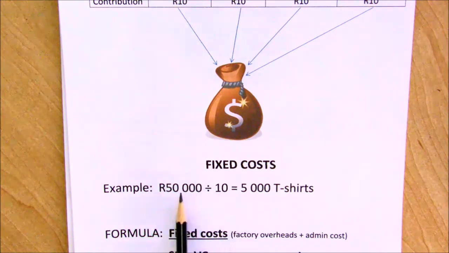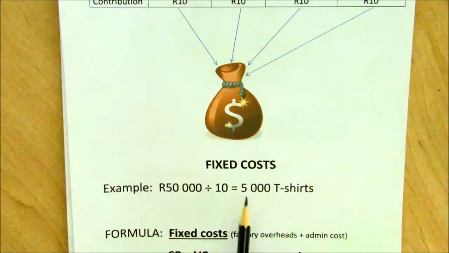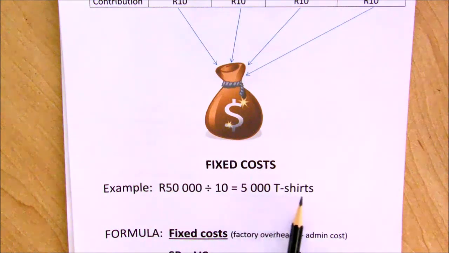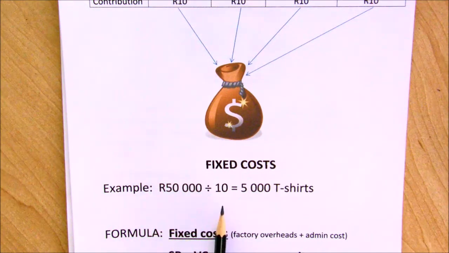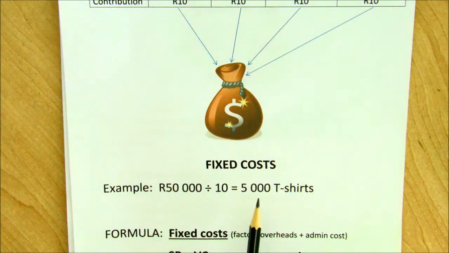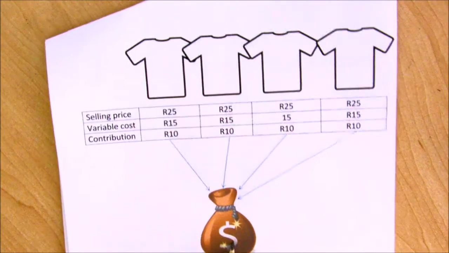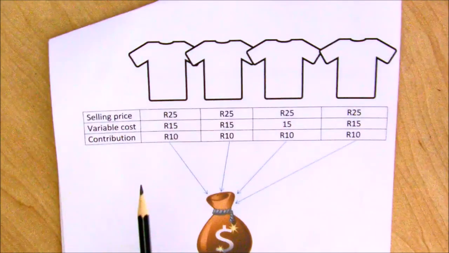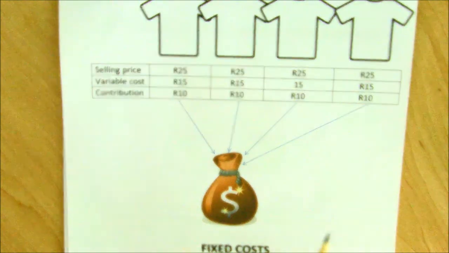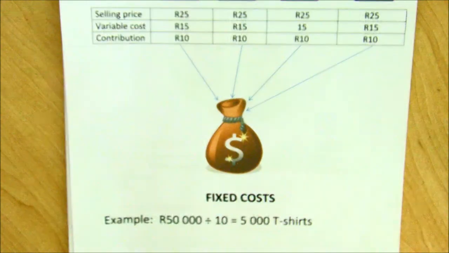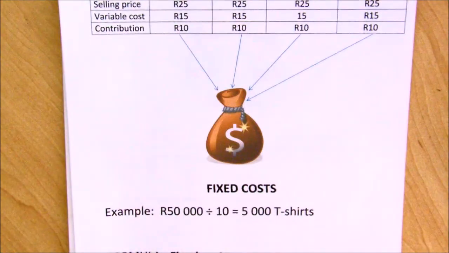If every t-shirt is contributing 10 Rand towards this, I am going to have to make 5,000 t-shirts in order to cover that 50,000. And so at 5,000 t-shirts, I will have paid for all the variable costs, all the material and labor made to that. I will have a surplus, and that surplus, that 10 Rand, will be enough to cover my fixed costs. And so at that point in time, you will be breaking even. So your break-even point is 5,000 t-shirts.